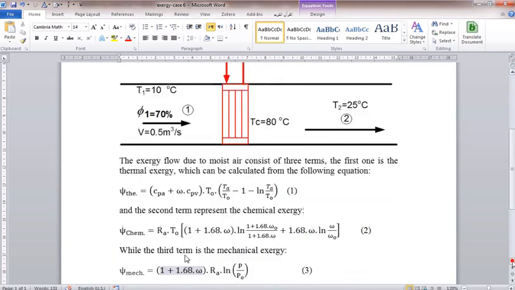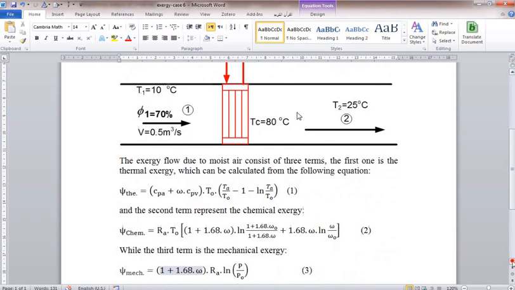نطلع على المعادلات اللي حكينا عنها للإكسيرجي، راح نشوفها بهذا الشكل. هنا عندي الثيرمال إكسيرجي، وهذه الكيميكال إكسيرجي، وهاي الميكانيكال إكسيرجي. الثيرمال إكسيرجي due to temperature difference between the ambient temperature or the inlet temperature and dead state temperature, and the chemical exergy is the difference between the moisture content of air and the moisture content of the dead state, while the mechanical exergy is due to pressure difference.